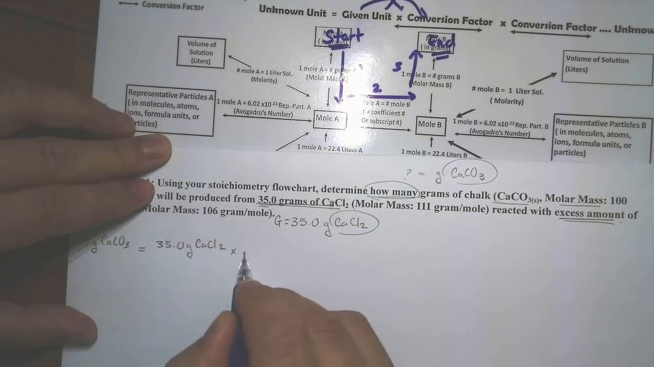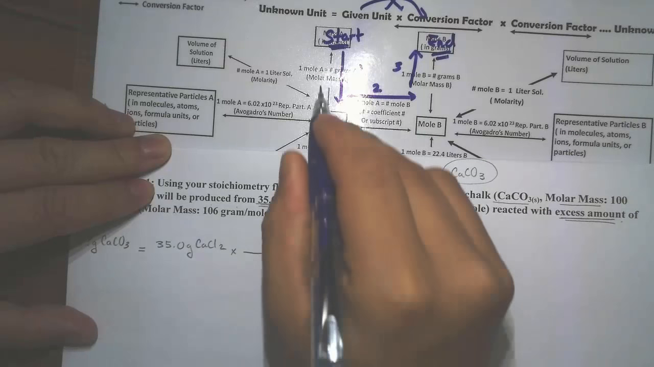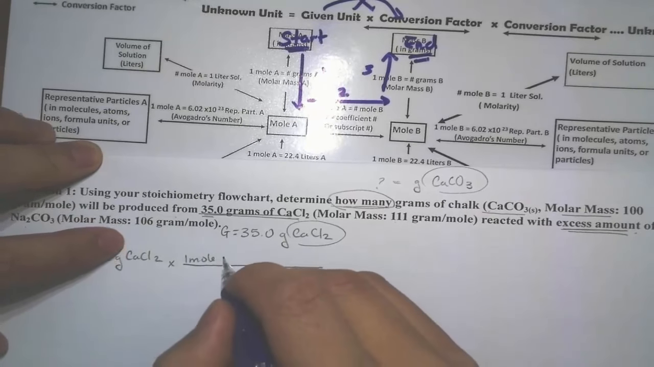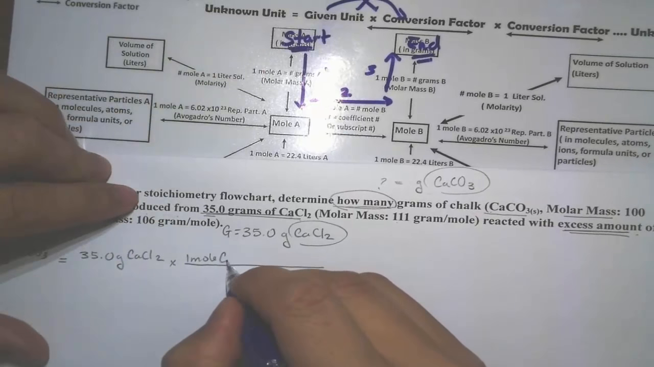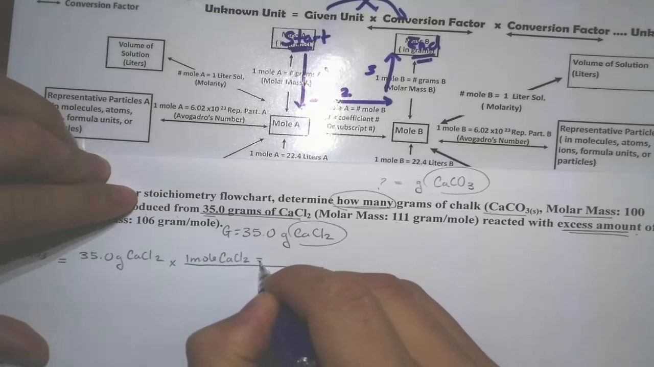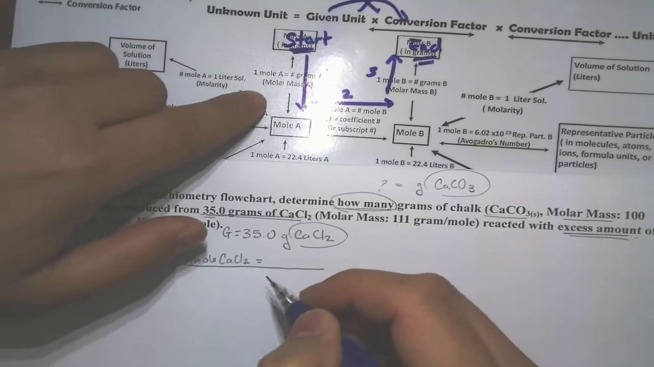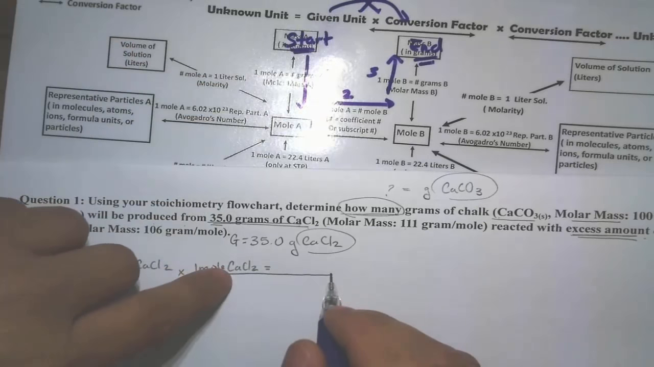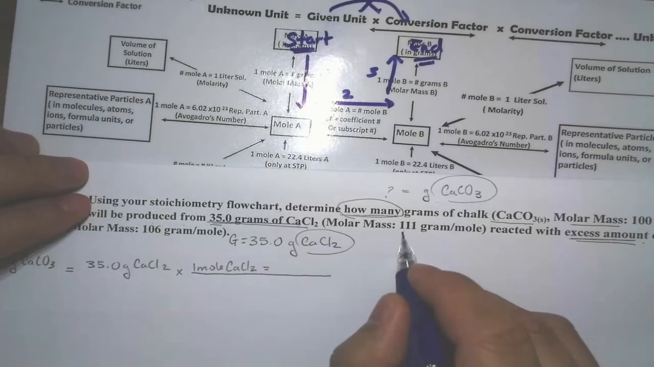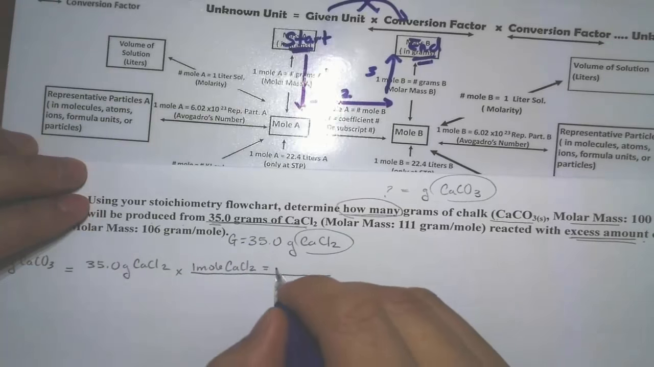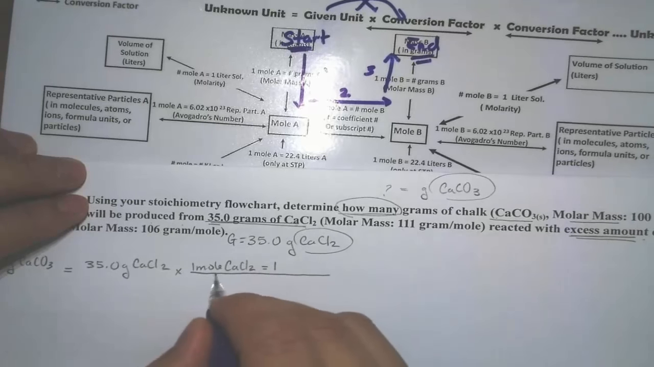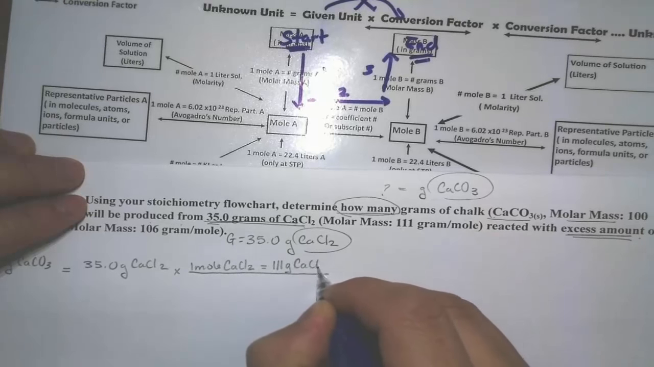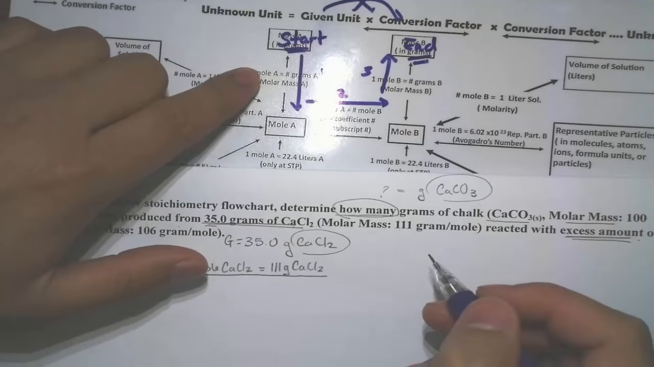So let's go down. We multiply by that conversion factor, which is 1 mole of A, and I know what A is going to be, which is calcium chloride, CaCl2, and that's equal to the number of grams of A. What is the name of this conversion factor? It's called molar mass. Do we know the molar mass of CaCl2? Yes, it's given to us. It is 111 grams per mole. So we have the mole over here, and now 111 grams of CaCl2. So we are done with that conversion factor.